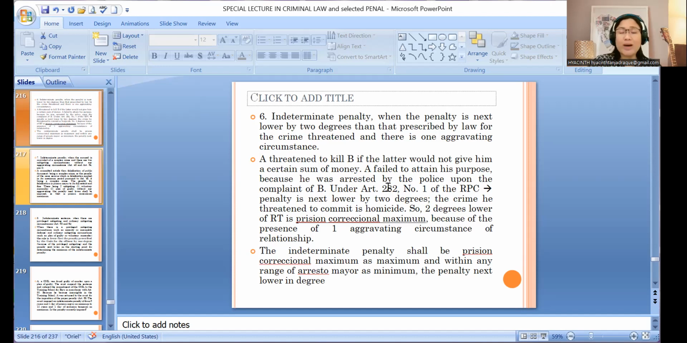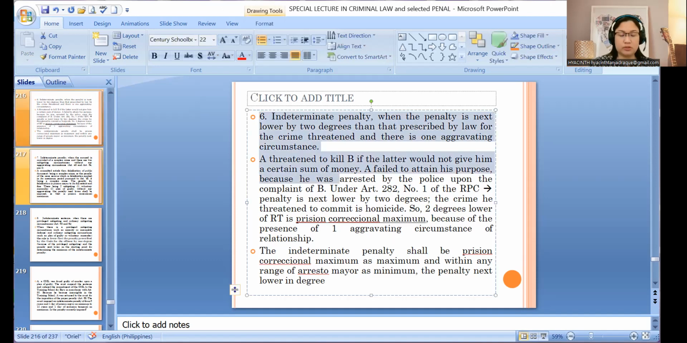So what would be the indeterminate penalty now of the accused? The maximum of the indeterminate penalty shall be prisión correccional maximum because of the presence of one aggravating, which is relationship. What would be the minimum? Within any range of arresto mayor as the minimum of the indeterminate penalty, being the penalty next lower in degree of the prescribed penalty.